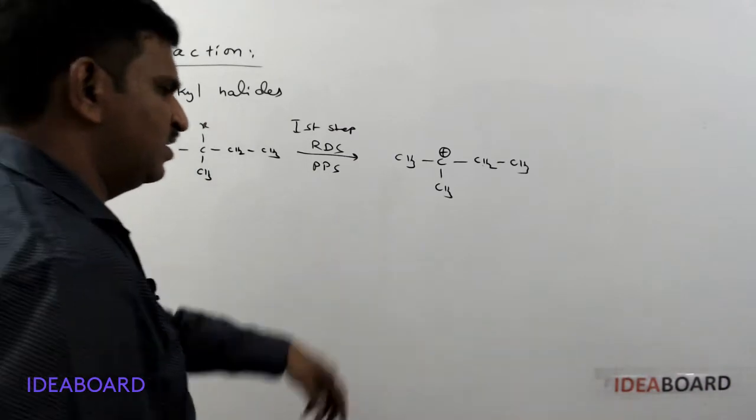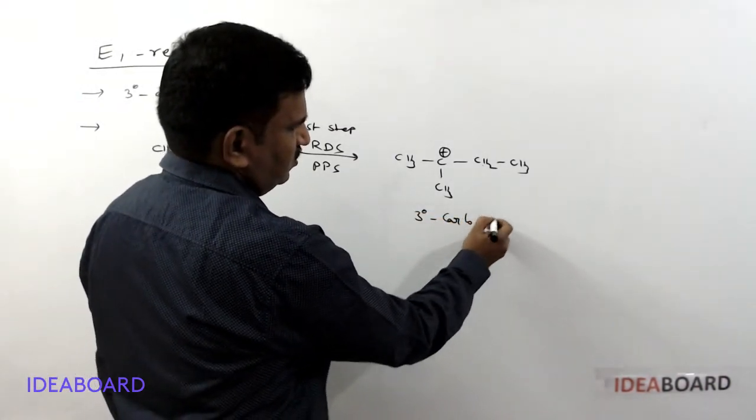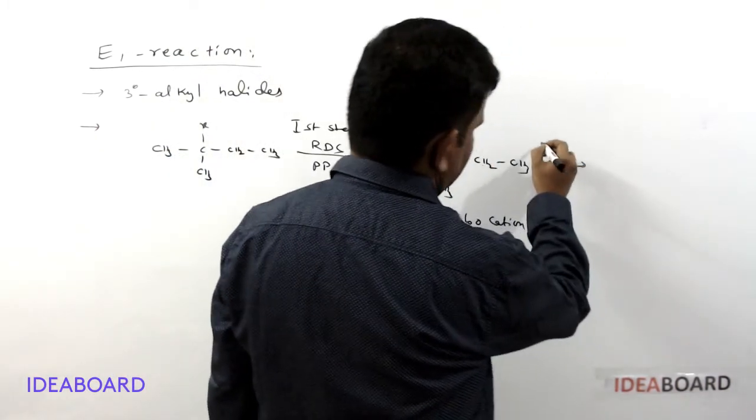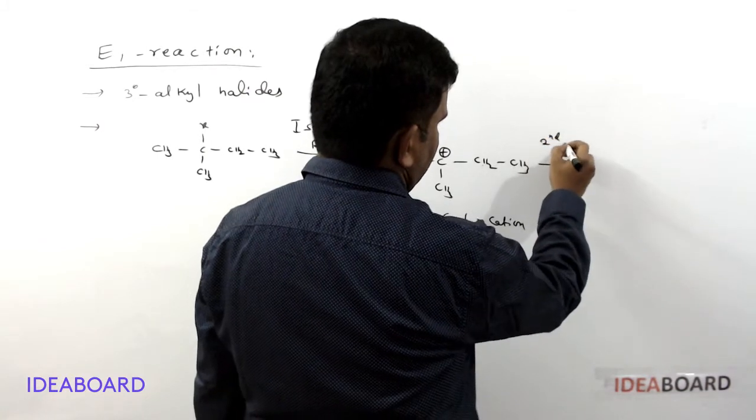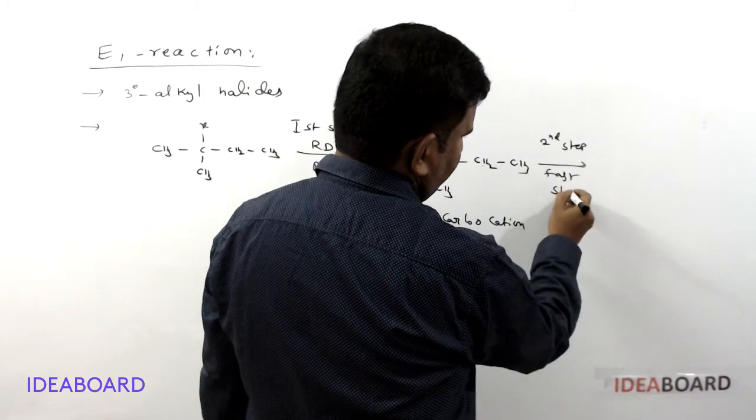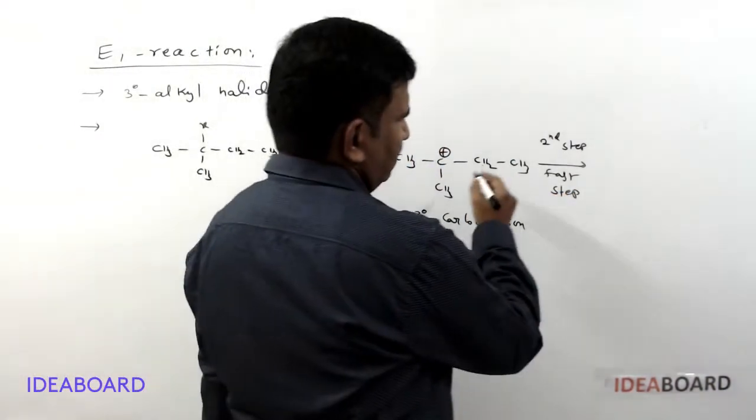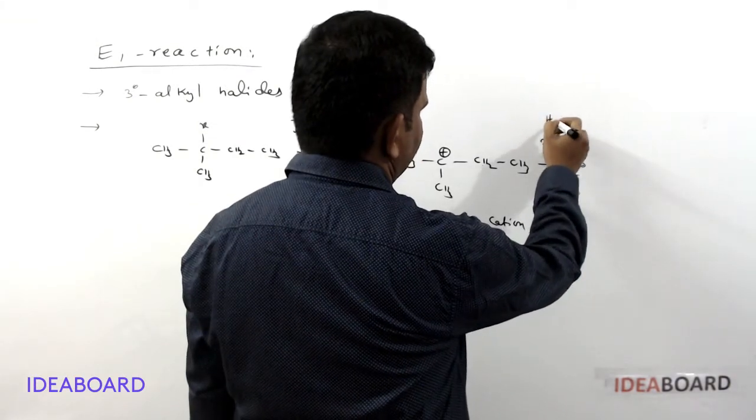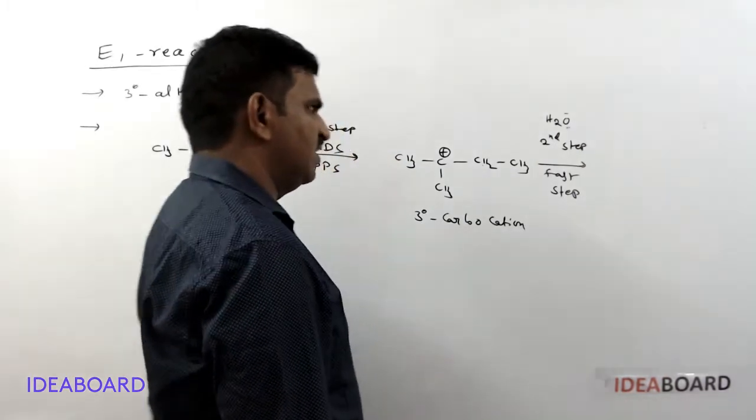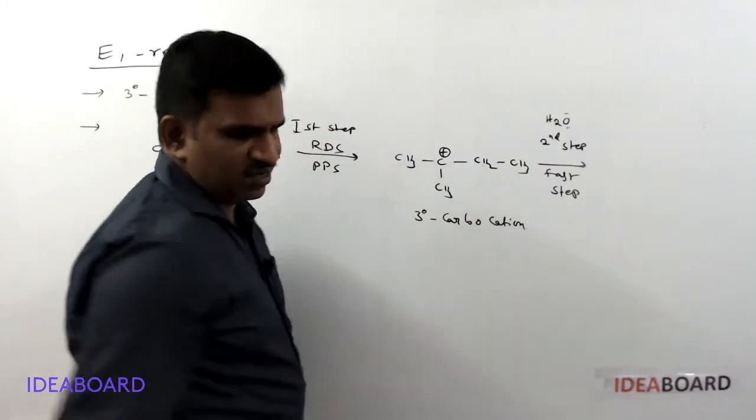This is a carbocation; a tertiary carbocation formation occurred. This tertiary carbocation undergoes the second step, which is a fast step, not the rate determining step. In the second step, in the presence of a weak base or weak nucleophile, the weak base attacks the proton present on the beta carbon. This is called the beta carbon atom.